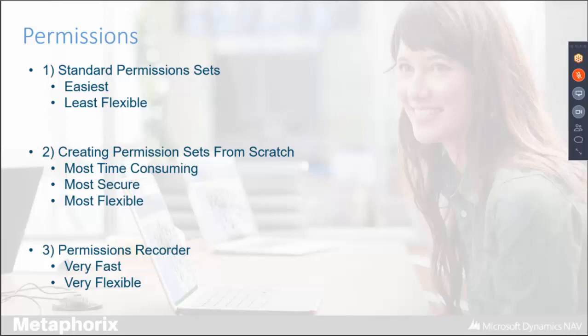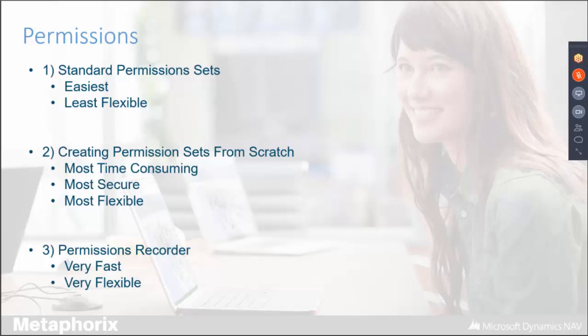The second way you can give out permissions is to build up the permission set from scratch. What that basically means is you take all the permissions away from a user and you ask them to carry out their daily job. Every time they get an error message, you give them the permission that that error message requires. So it is the most time-consuming way to assign permissions, but it is the most secure and the most flexible because you're only giving that user access to what you want to give them access to. Whereas if you give a user one of the standard permission sets, you're giving them everything in that permission set.